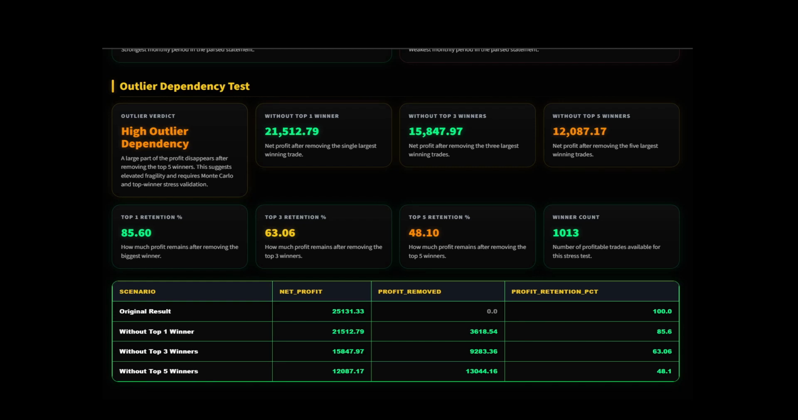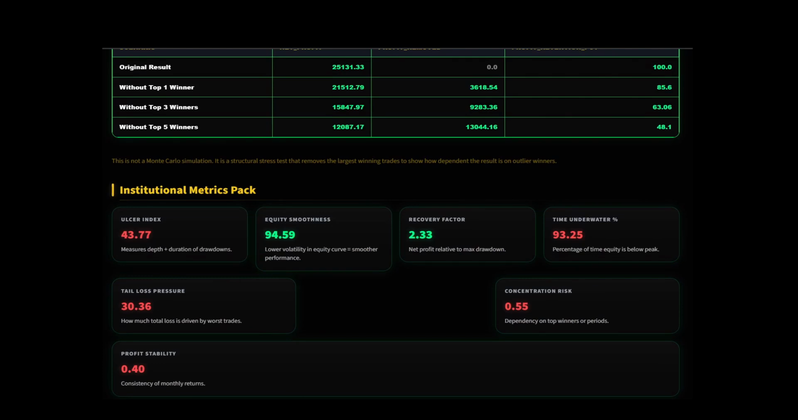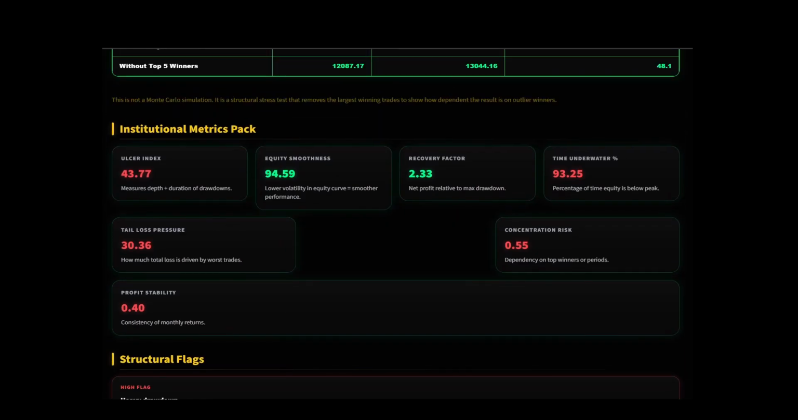Then we get the institutional metrics pack. This section gives a deeper quality and pressure snapshot. The Ulcer Index measures drawdown pain by looking at depth and duration. Equity smoothness shows how clean or volatile the equity path is. Recovery factor shows net profit relative to maximum drawdown. Time underwater shows how much time the strategy spends below its previous equity peak. Tail loss pressure shows how much of the total loss is driven by the worst trades. Concentration risk shows dependency on top winners or strong periods. And profit stability shows how consistent the monthly return structure is.